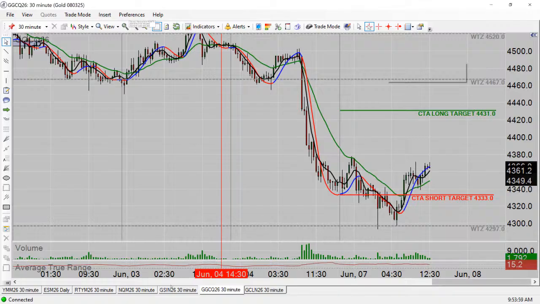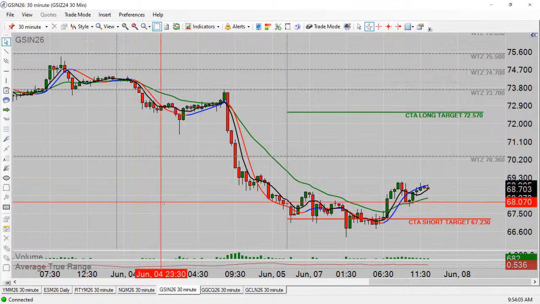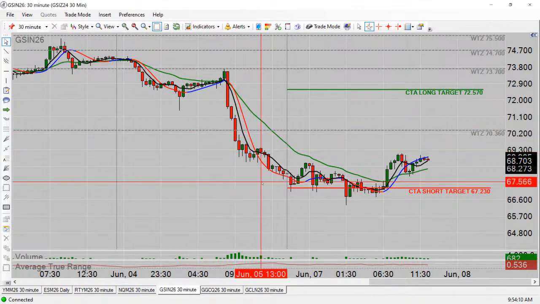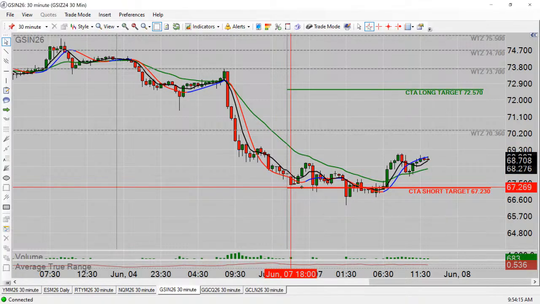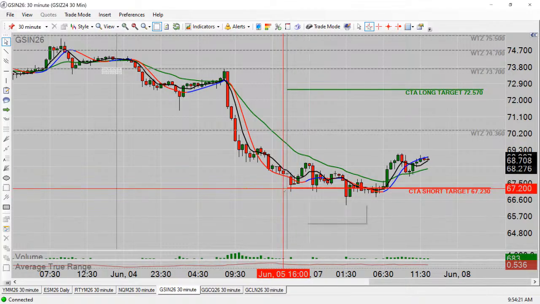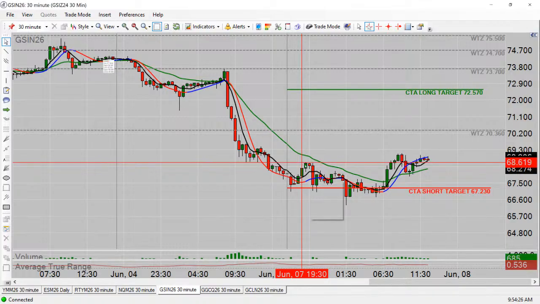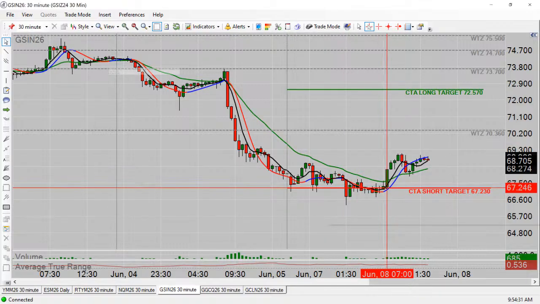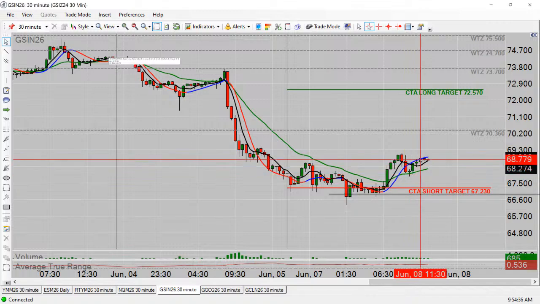And last but not least, silver. Silver trying to climb out of its hole that it dug. Now, there was the lowest weekly zone. We closed below the lowest weekly zone on Friday. And then last night, the first 30-minute candle, we hit the CTA short target, gave us a bounce, and then we tested it again. We spiked it. Finally, red and falling turned to blue and climbing, and then we got a nice leg and a retracement and a leg.